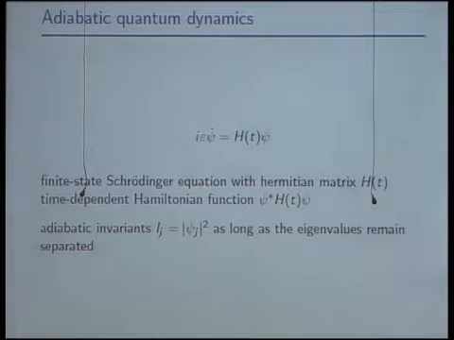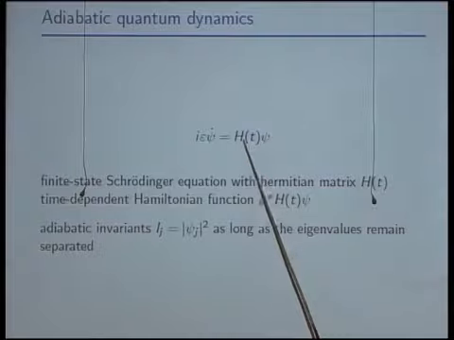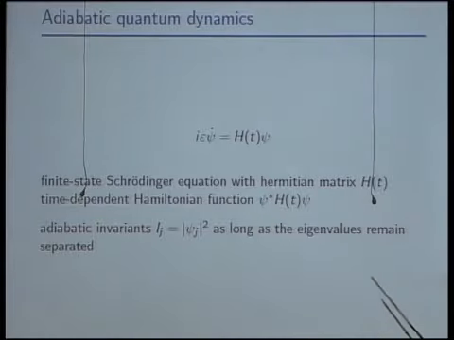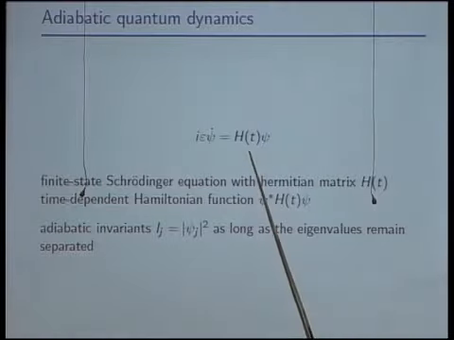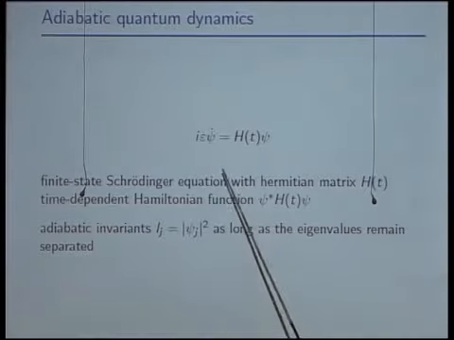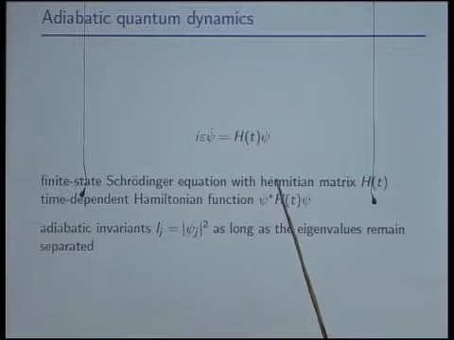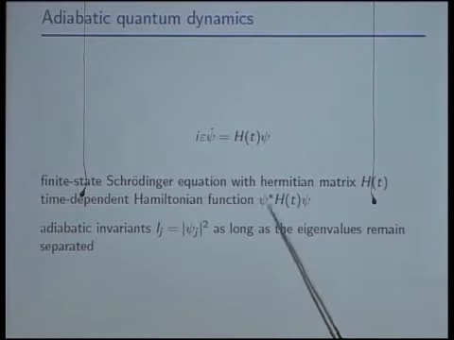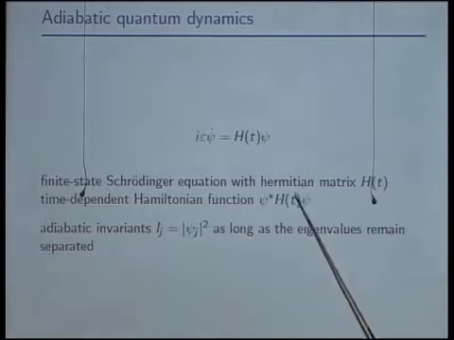Well, actually, a particular case of the previous one is adiabatic quantum dynamics, where we have a Schrödinger equation with a Hamiltonian operator H, which depends slowly on time t. For the sake of simplicity, let's take a finite state Schrödinger equation where H of t is just a Hermitian matrix. And then this is again a Hamiltonian system, in the canonical setting, if you separate real and imaginary parts of psi, and the corresponding energy function would just be the inner product of psi with H(t) psi.